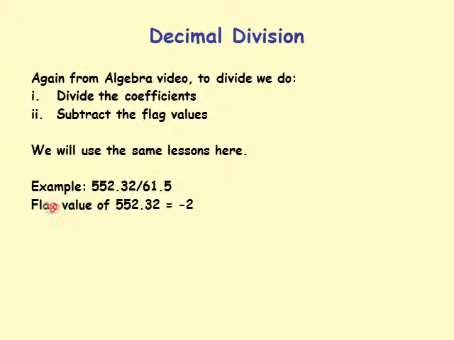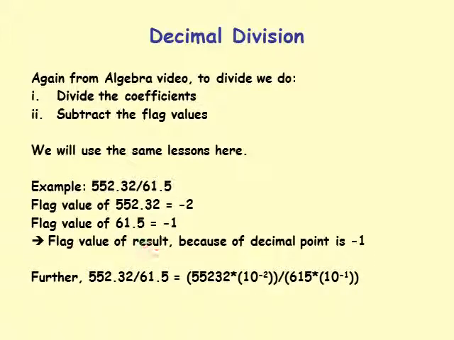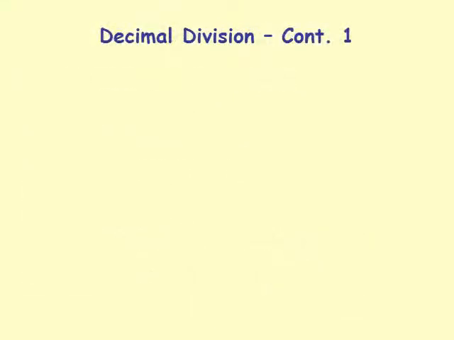Okay, so the flag value of 552.32, the numerator, is -2 and that of the denominator is -1. So the flag value of the result, the position of the decimal point, is -1. Then division might give you some remainder. Now we'll try to divide further. 552.32 divided by 61.5 is 55232 times 10 to the negative second power divided by 615 times 10 to the negative first power. So let's continue with the remainder.